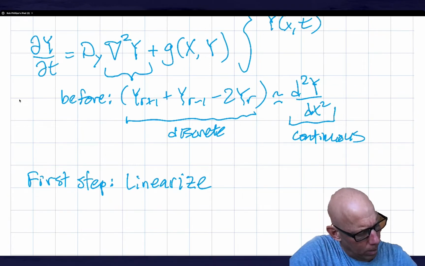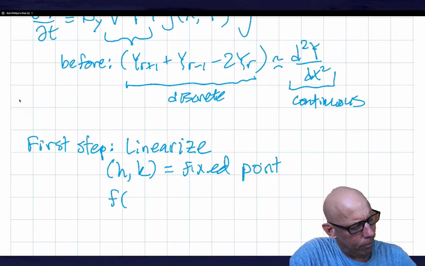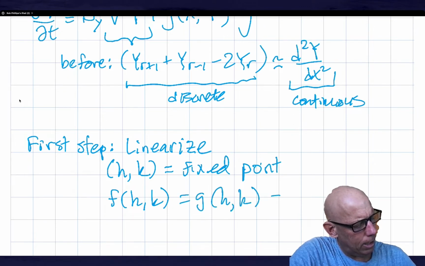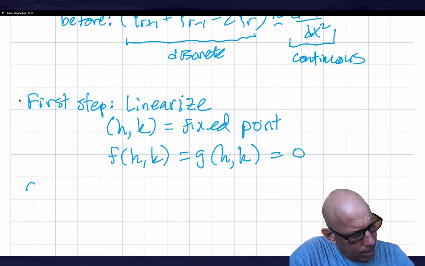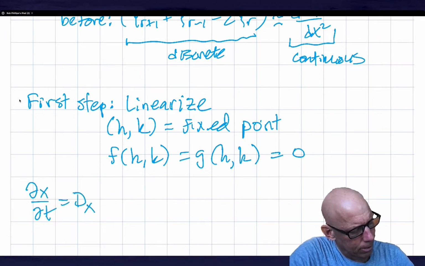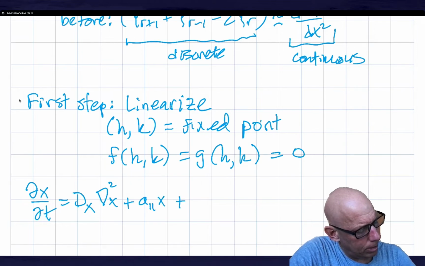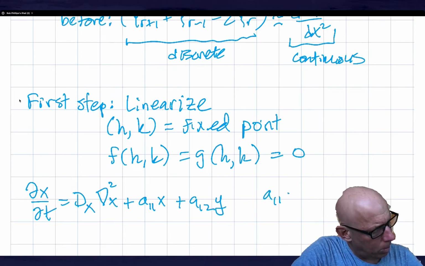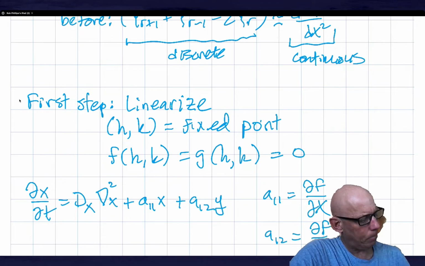And I'm going to once again say that h comma k is the fixed point, and the implication of that statement is that f of h and k is equal to g of h and k, which is equal to 0. What that means is that the chemistry is not firing. If I sit there at that concentration, then the system will be entirely homogeneous, and there will be no chemical reactions that take place. So I'm going to replace the x equation by this equation where I get an a11 times x plus an a12 times little y, where a11 is equal to df by d big X, and a12 is df by d big Y, just like we did before.